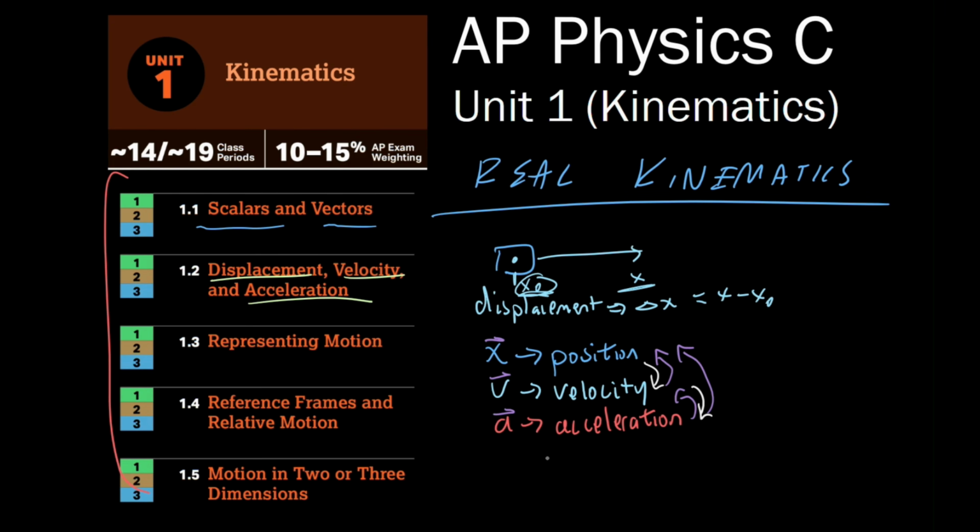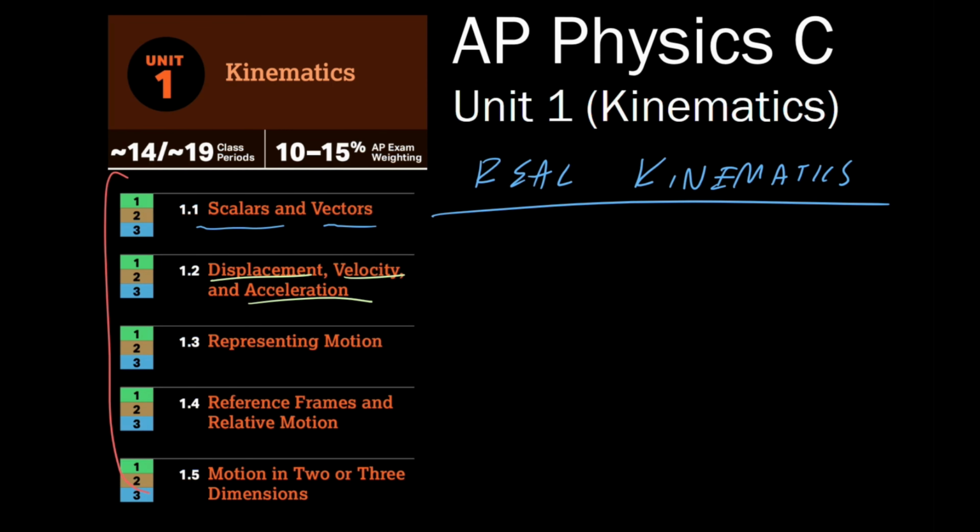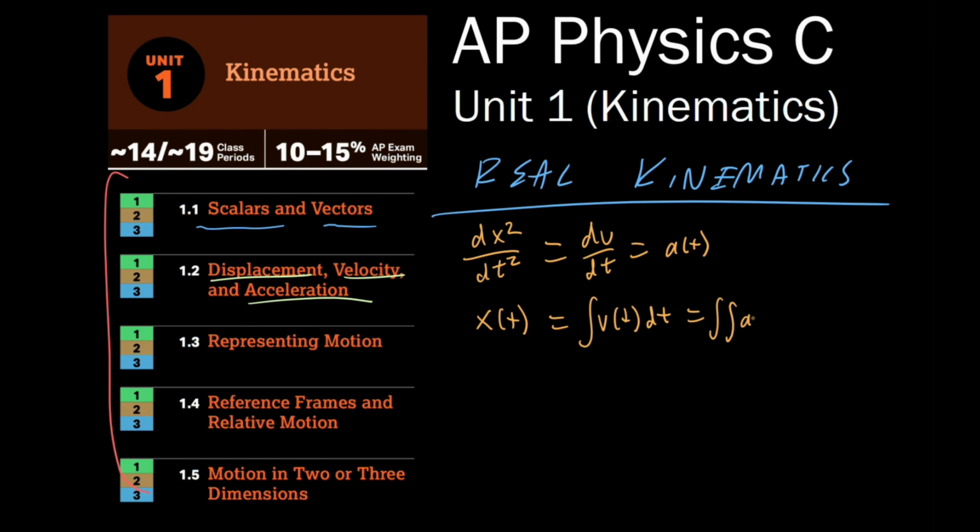There are a few more, and we call them jerk, which is essentially the derivative of acceleration, and the next one is snap, and then we have crackle, and then we have pop. These should not be assessed on your AP exam. It's just kind of a fun thing to know. So now, given this information, we can write out the following equations. We can also say that x of t is equal to the integral of velocity, which is equal to the double integral of acceleration.